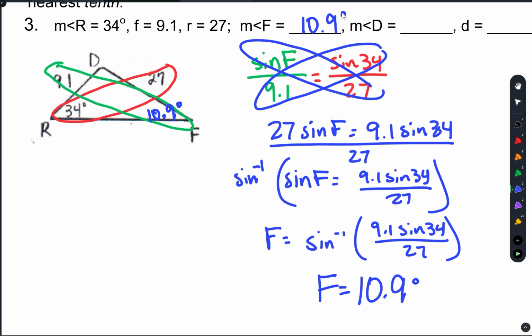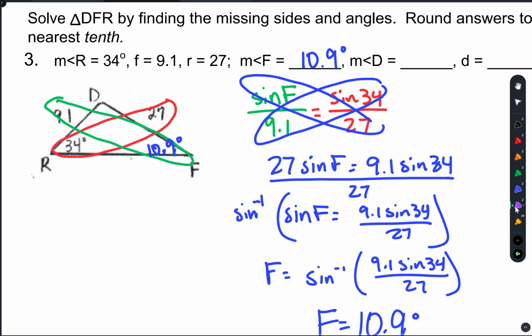Now we've got to fill in the rest of this. We are going to be able to get some freebies, hopefully. One of the most common freebies that we get is if I already have two angles in a triangle, can I not just subtract them to figure out what the third angle is? So that's what we're going to do for angle D. To find angle D, I'm going to do 180 minus the angle 34 minus the angle 10.9 that I just found. And that gets me that this angle is 135.1 degrees. So this is a little freebie.